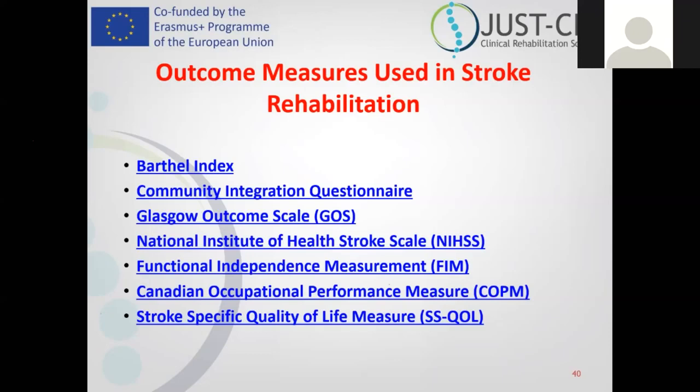It's a short questionnaire that evaluates independence or ability to perform activities of daily living. It can be administered during inpatient rehabilitation of individuals with stroke. Another instrument is the Community Integration Questionnaire, which evaluates the individual's capacity and performance whenever they go back to their communities after rehabilitation. The third instrument is the Glasgow Outcome Scale and the National Institute of Health Stroke Scale.